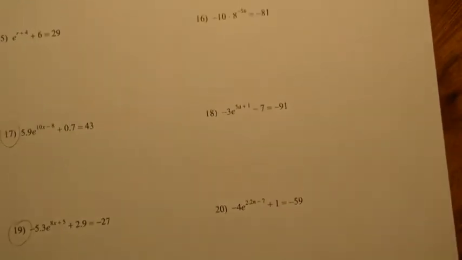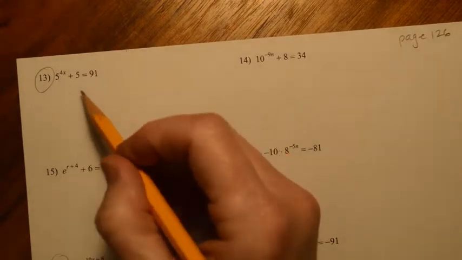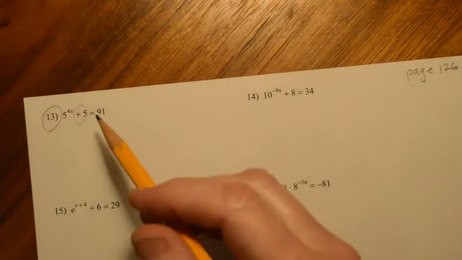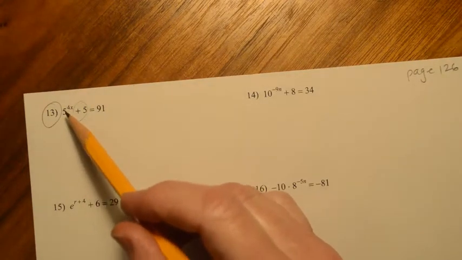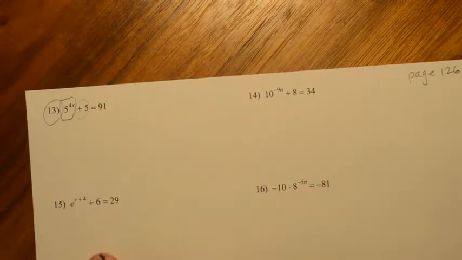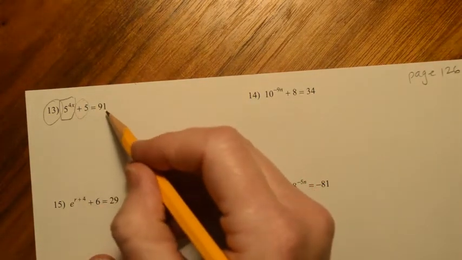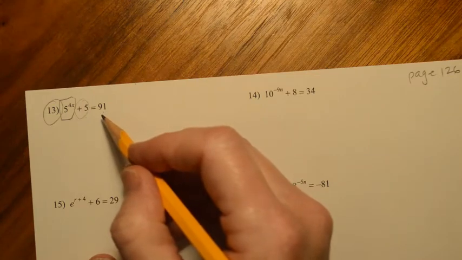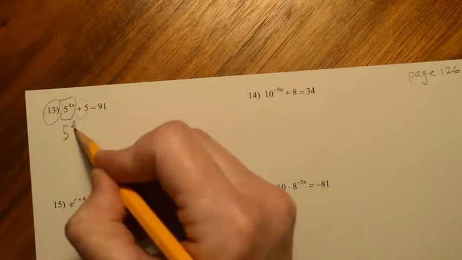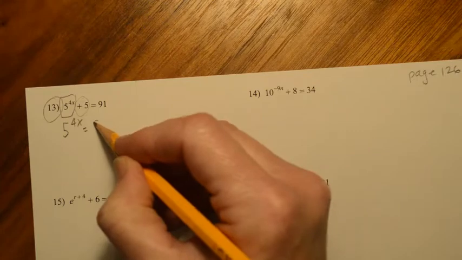And I would like to look at 13, 17, and 19. All right, so again, like the last problem, we have additional things here, either added, subtracted, multiplied, or divided into this, right? So we need to move that. So I'm going to move that by bringing the 5 over to the other side. All right, so I end up with 5 to the 4x equals 91 minus 5 is 86.